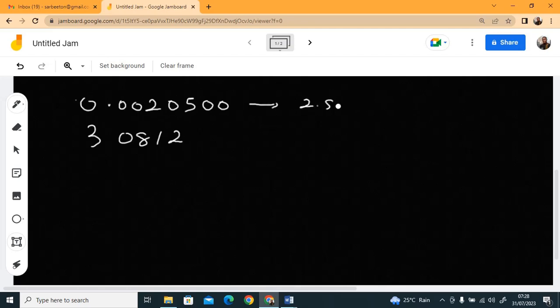Let's assume they give you something like this. Let's say you are given 0.0020500. Now another one you have 30812. This one, they ask for two significant figures because most times it's two significant and one significant. But in rare cases, three significant. Once you understand these two, those ones will be very easy. Now, solution for the first one.